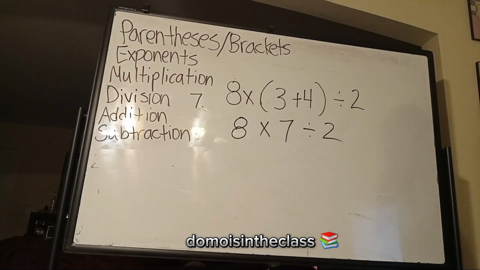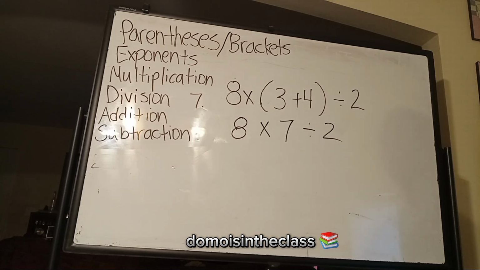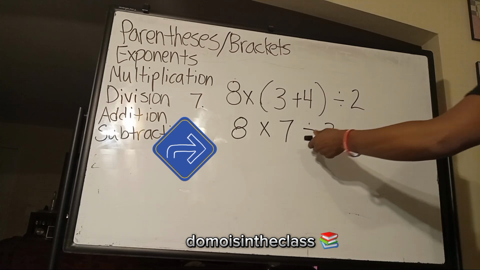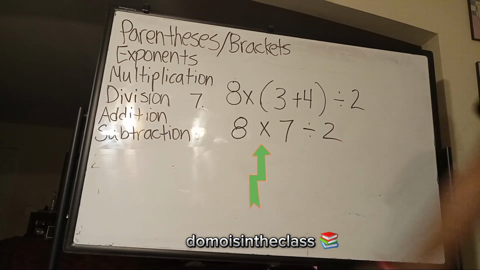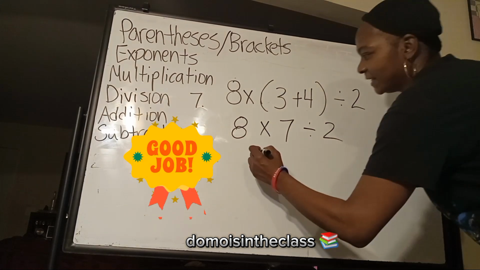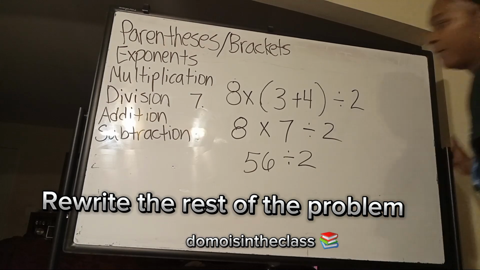All right? So now, do we have any parentheses? No. Do we have any exponents? No. Do we have multiplication? Yeah. And we have division? Yeah. Right. So, same rules apply. It's still moving from left to right. So, whichever one comes first. So, we will have to do the multiplication first. So, what's 8 times 7? 56. There we go. That's when the 56 comes up. Okay? Divided by 2. All right?